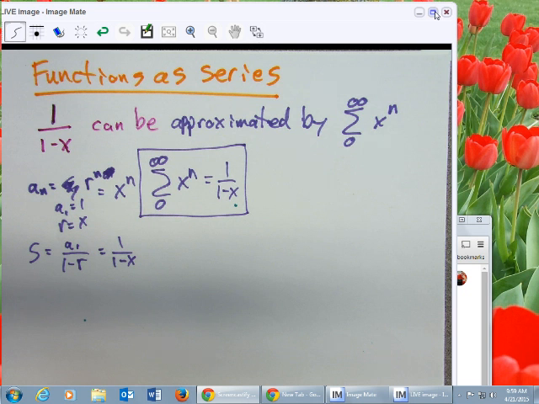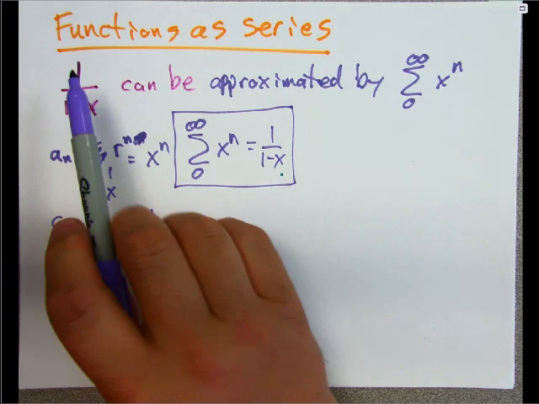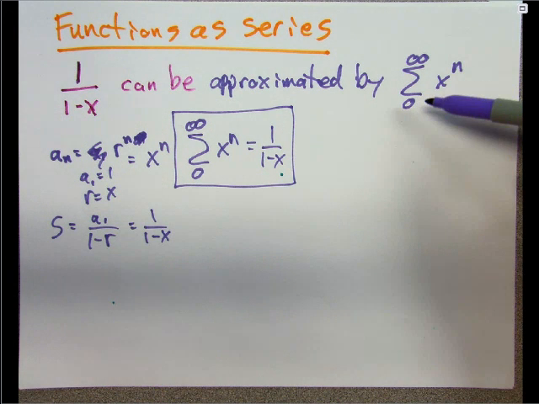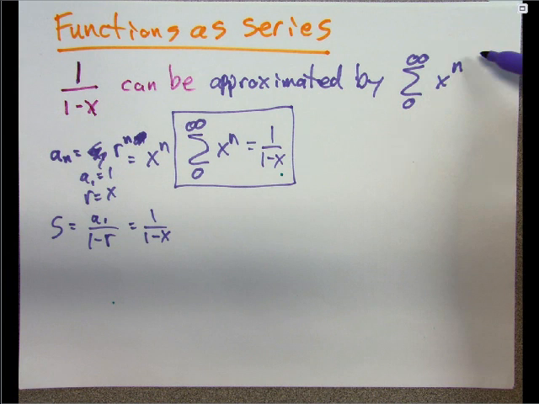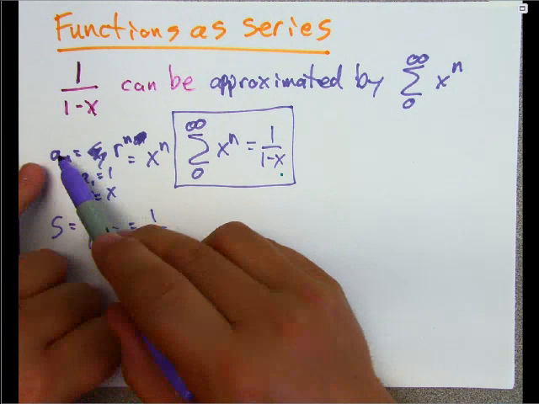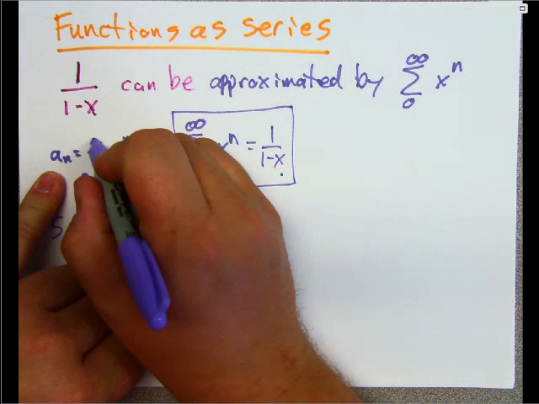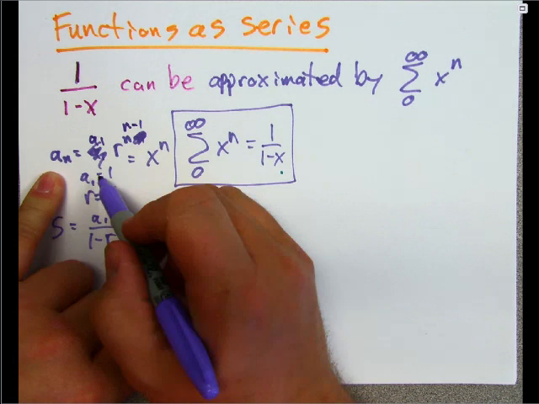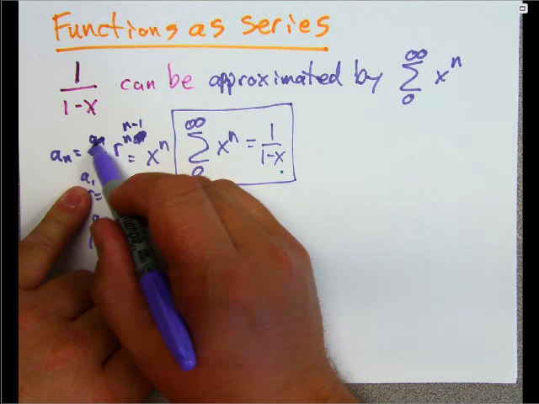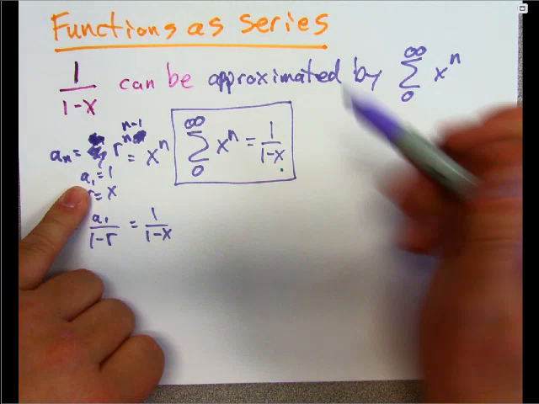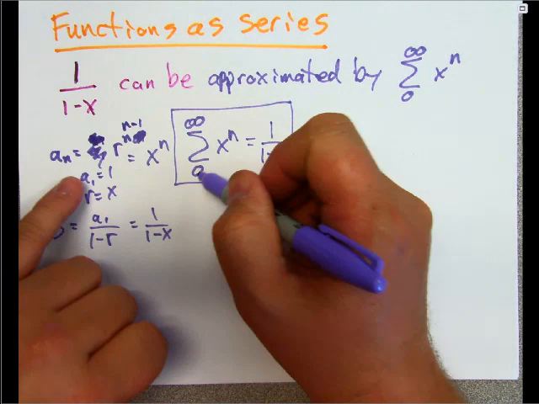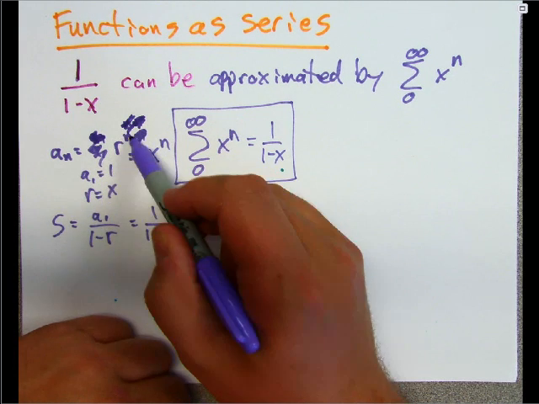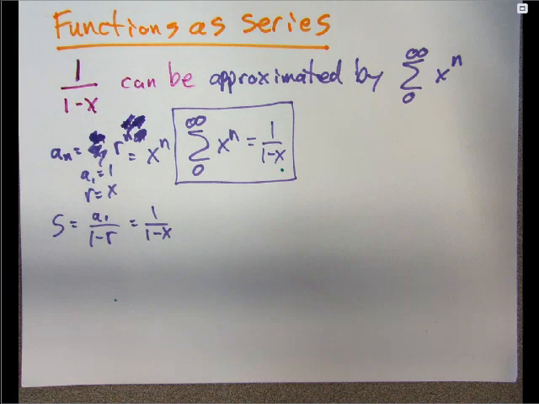Okay, we're going to deal with functions as series. We learned in our last video that 1 over x can be approximated by using a partial sum from 0 to infinity of x to the n. Now, this all comes from the fact that a sub n equals a sub 1, r to the n minus 1. But if we let a sub 1 equal 1, that goes away. If we start counting at 0 rather than at 1, we no longer need the minus 1 bit, and we just get n.